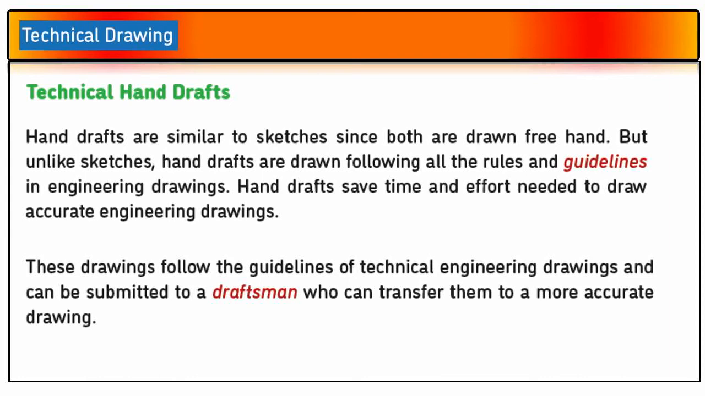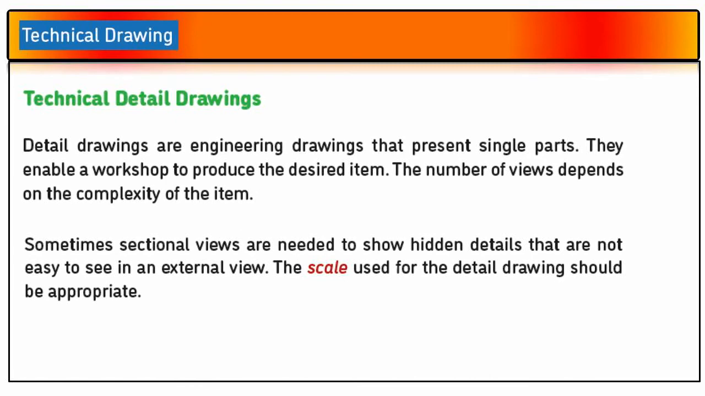Which leads us to the next stage, technical detail drawing. As the name says, detailed drawings is where things become more complex. They enable a workshop to produce the desired item. Once you have drawn your detailed drawings, it's ready to be made. Sometimes sectional views are needed to show hidden details that are not easily seen in the external view. The scale used for the detailed drawings should be appropriate.